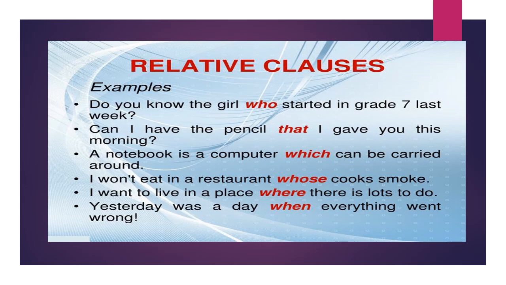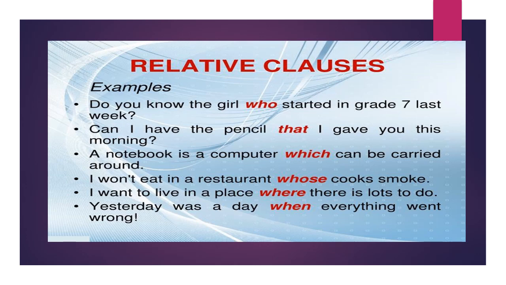I have other examples here. Do you know the girl who started in grade 7 last week? So I'm speaking about a girl, so I put who, or I can put that. Can I have the pencil that I gave you this morning or which I gave you this morning? A notebook is a computer which can be carried around or that can be carried around. I won't eat in a restaurant whose cooks smoke.